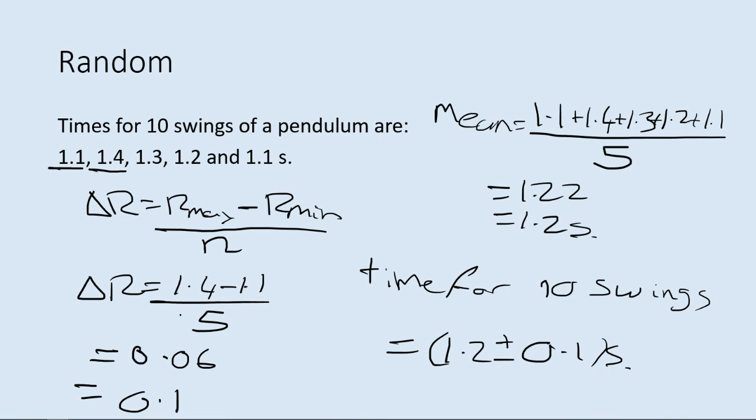Okay, so all we've done is we've taken the largest value from the smallest value, divided it by the number of values we've got. We stated our answer as the mean plus or minus whatever our random uncertainty was.